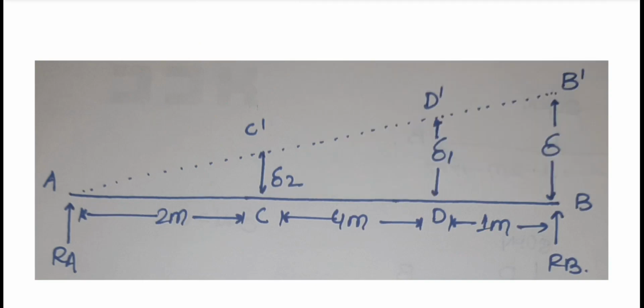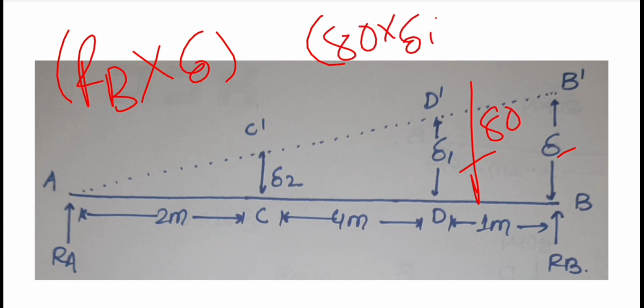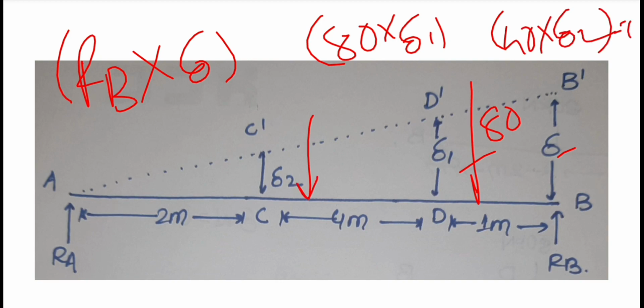Now we will write the virtual work done equation. We write it as RB into displacement delta. Then here the force was 80 kilonewton, so 80 into delta 1, and here the force was 40 kilonewton, so 40 into delta 2 equal to 0.